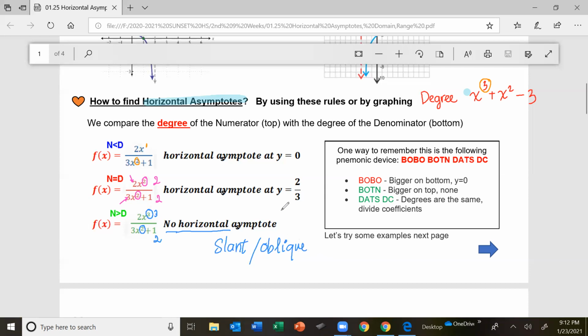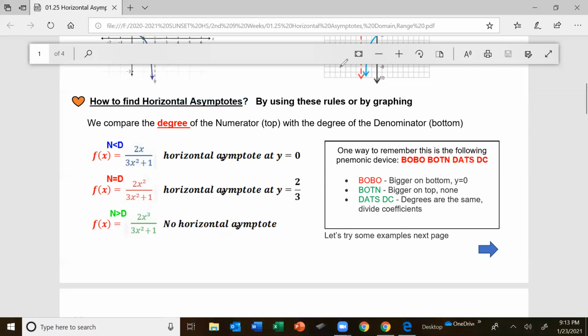You are going to learn this one in pre-calculus, okay? In order to best help you understand and remember these 3 simple rules, the awesome math teacher has come up with this mnemonic device. Here we go. The first one is bigger on bottom, or we call it BOBO. Bigger on bottom, y equals 0. You see, we take the first letter of each.